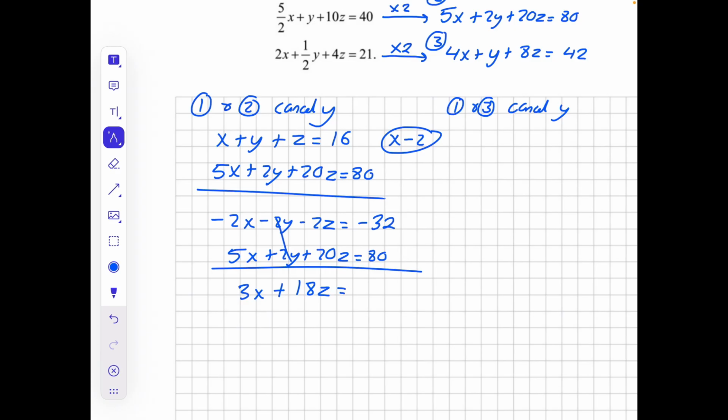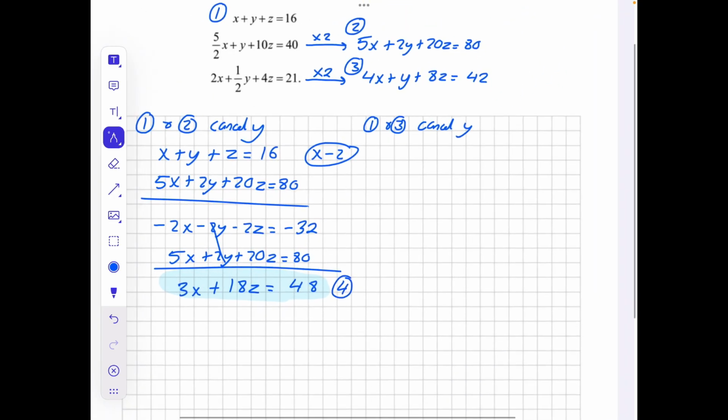Probably the most common mistake that is made in these, you'll just make a little slip. People tend to know the structure very well, but you can see there how easy a little slip is. So -32 plus 80 will give me 48. Okay, I've marked that off as my equation 4.